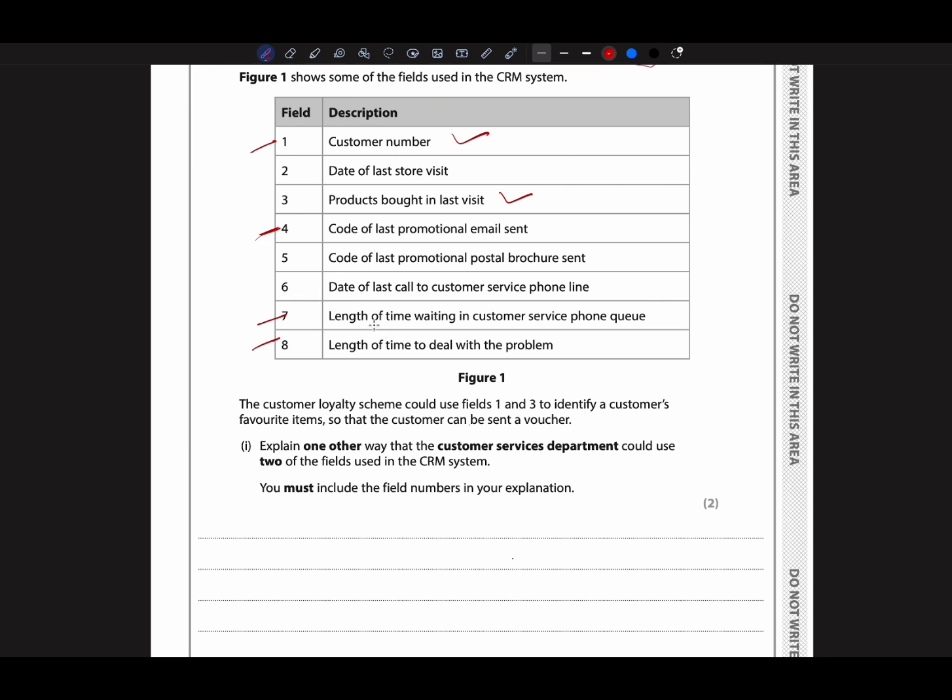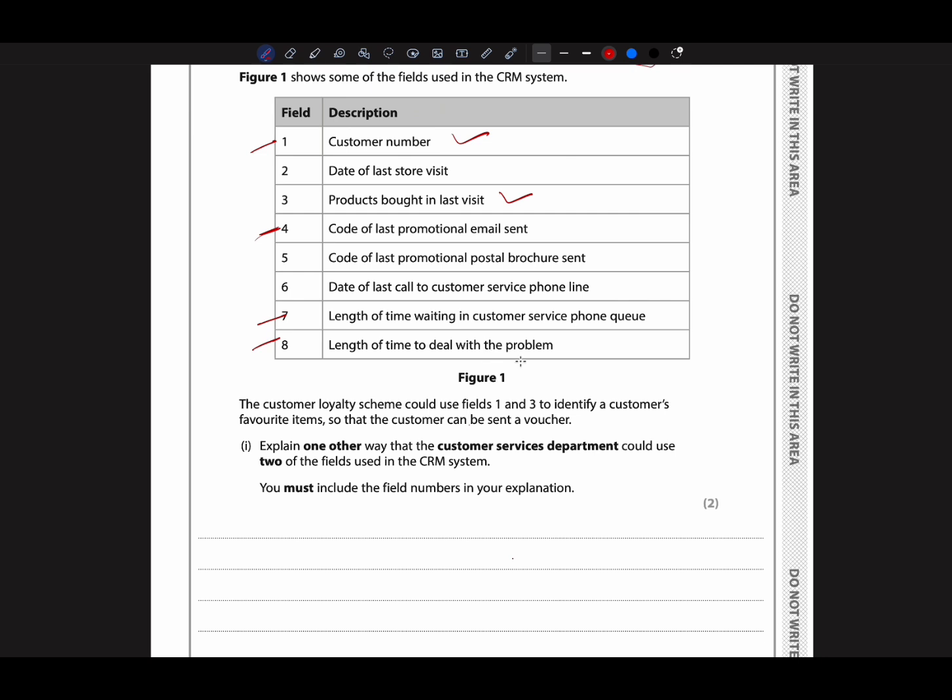So 7 is saying length of time waiting in customer service phone queue. Like if some customers are facing an issue, they need to call customer service, right? So this is one of the factors they need to consider. If the customer is on the phone queue for a longer time, they won't be interested in calling and giving feedback about a certain product, whether it's good or bad, right? Length of time to deal with the problem, and the dealing with the problem should be faster.